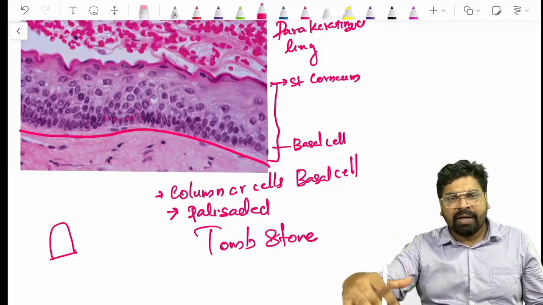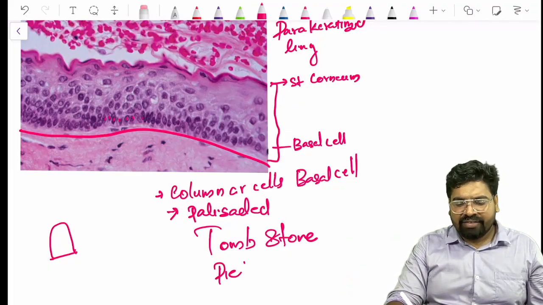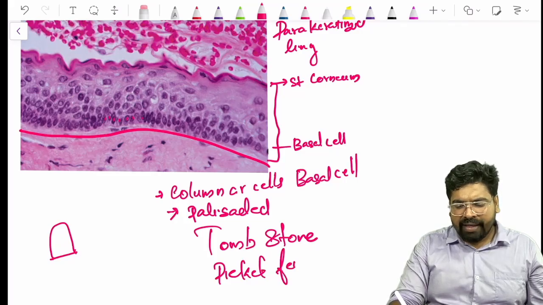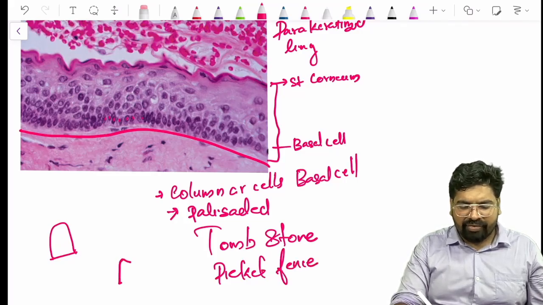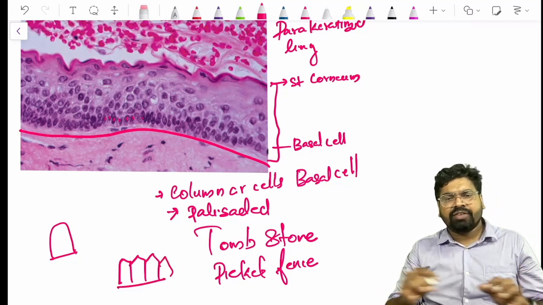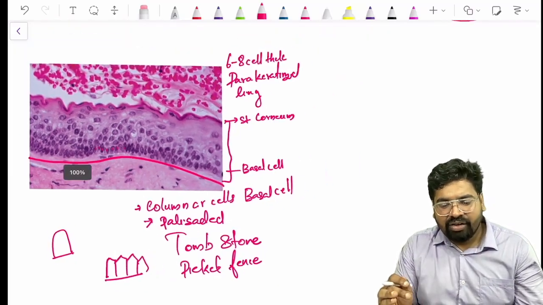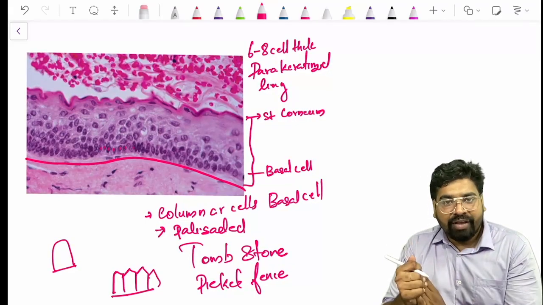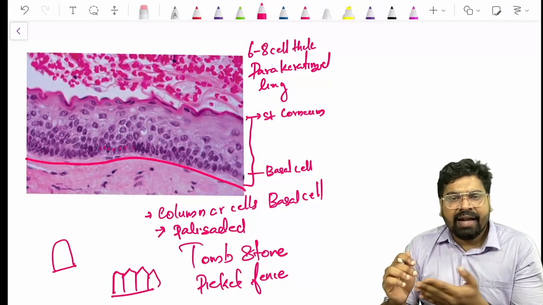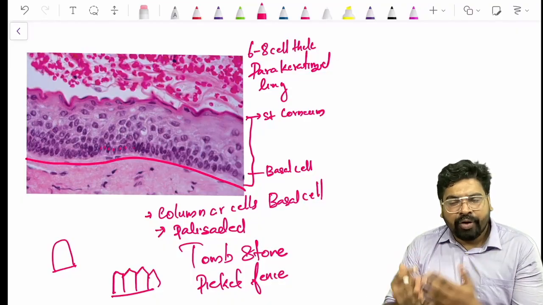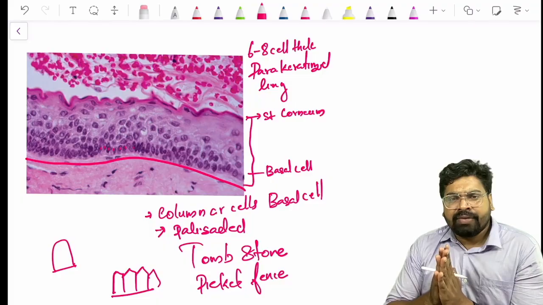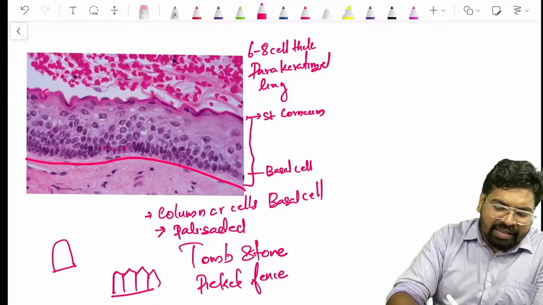The tombstone appearance, or we can say picket fence appearance. Picket fence means it looks like this. Tombstone appearance, picket fence appearance, that is seen in the basal layer. So this is the feature of the lining of OKC. You have 6 to 8 cell layers thick, para-keratin, and the basal layer having tombstone appearance or picket fence appearance.